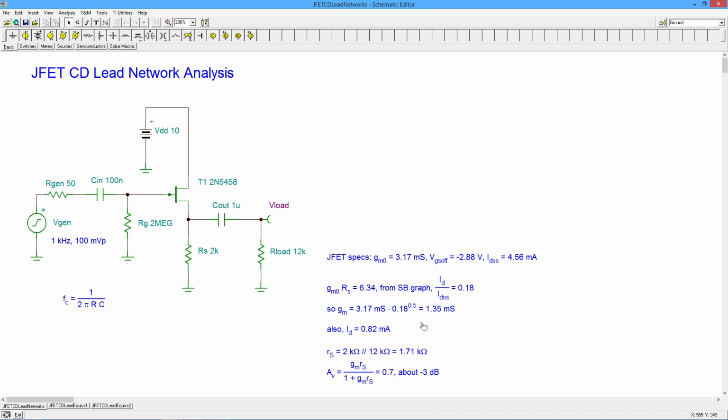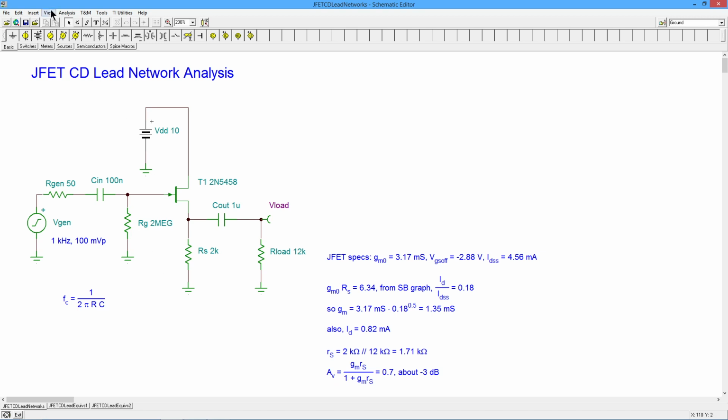So we know the GM is 1.35 millisiemens. RS in this case is the AC value seen off the source, which is 2K in parallel with 12K, or 1.7K. So when you grind this out, you're going to get a gain of about 0.7 or -3 dB. So the output's going to be about 3 dB less than the input. All right, so that's all the background.